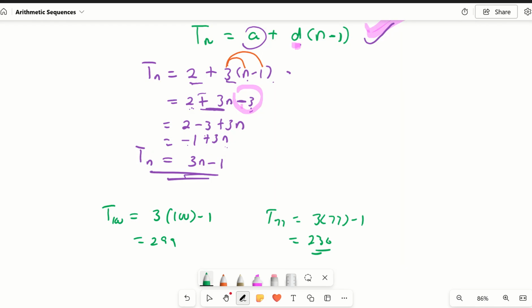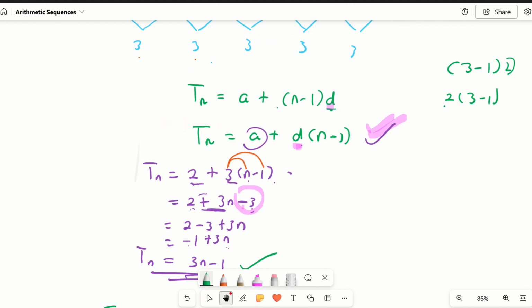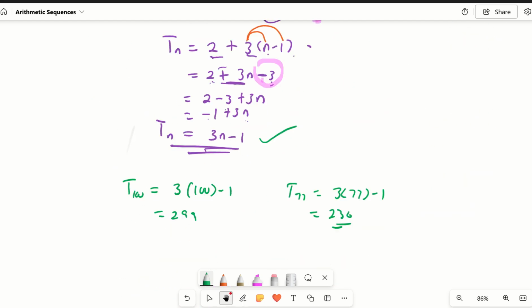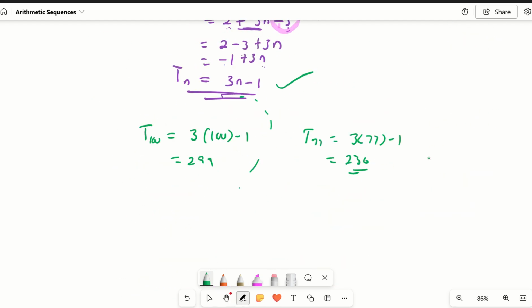Let us just quickly test this formula on this one. Let's just say this is T1, 2, 3, 4. This is T4. Let's substitute n equal to 4 into that formula and see if we actually get 11. We're looking for T4, member number 4. In place of n, we put 4. 3 times 4 is 12, minus 1 equals 11. So this confirms that this formula works.